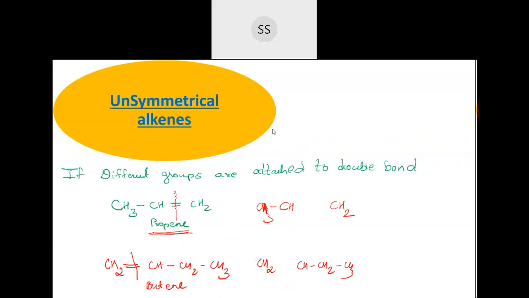I believe it's clear. I believe this much is clear to everybody: what is a symmetrical alkene and what is an unsymmetrical alkene. Now that you know this, we shall do the addition of HX.